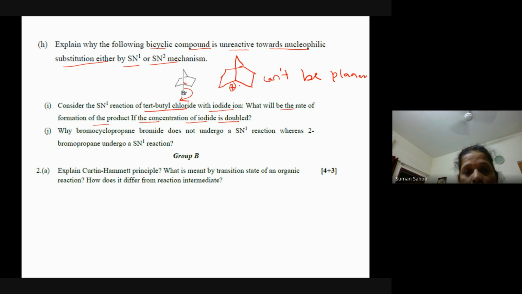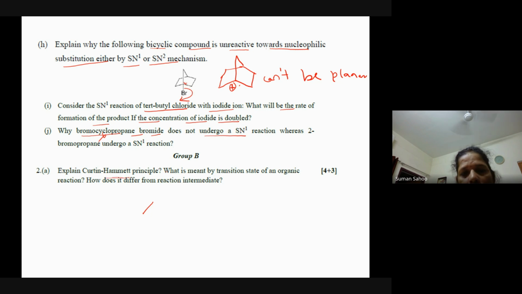Why does bromocyclopropane not undergo an SN1 reaction, whereas 2-bromopropane does? You can get this type of question also.